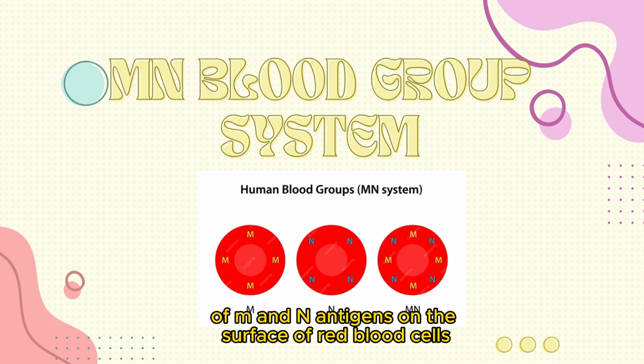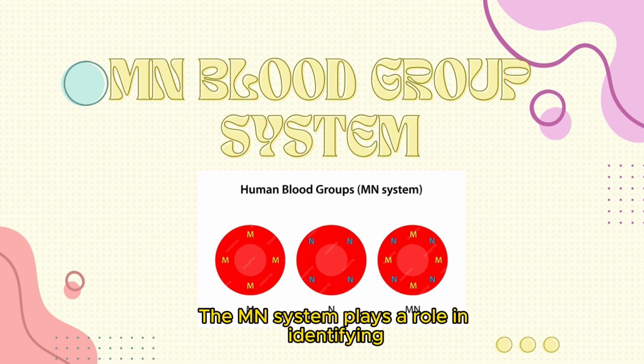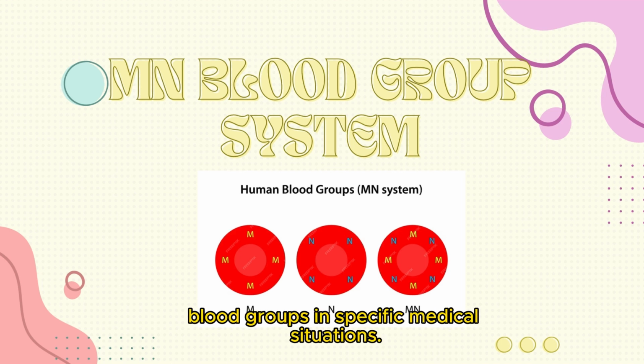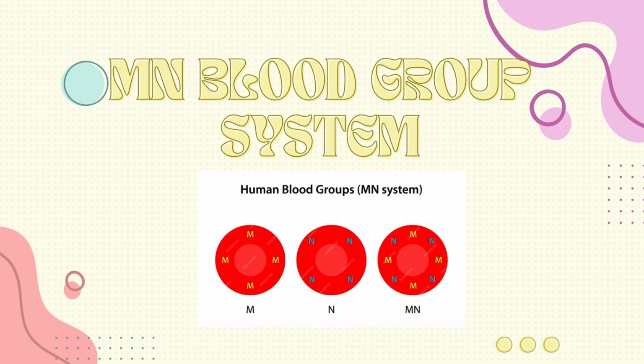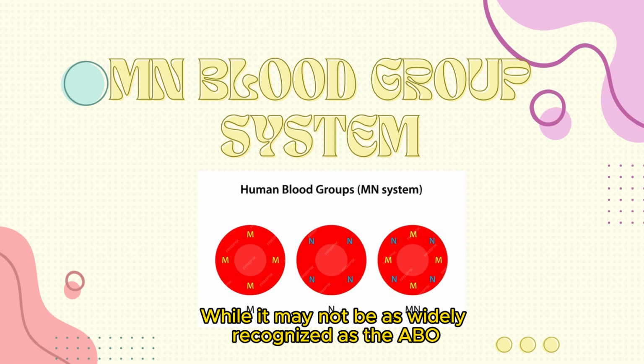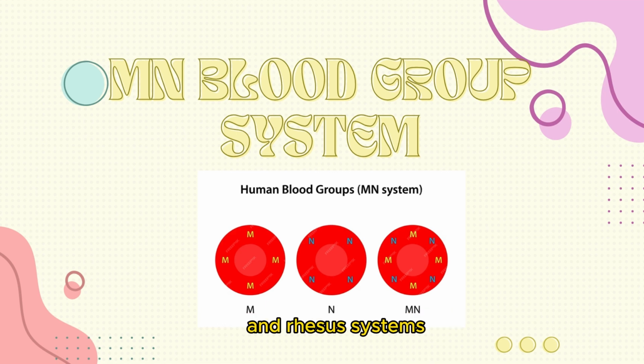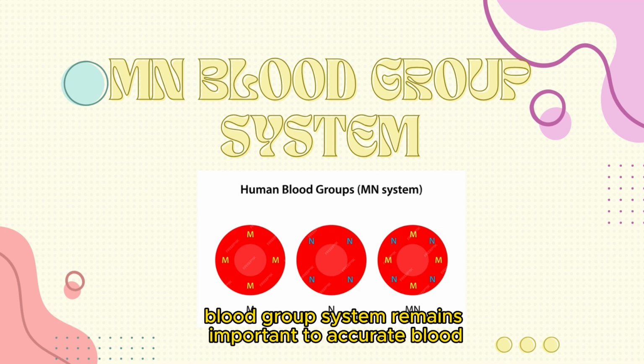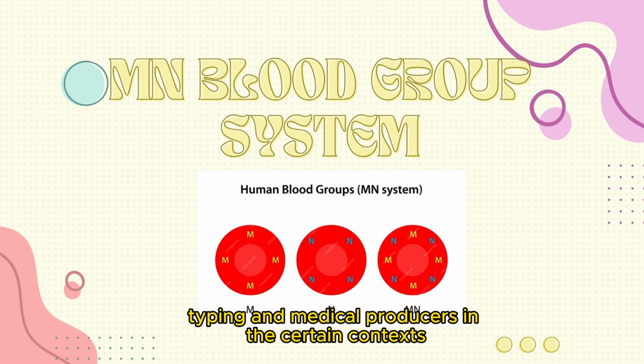The MN system plays a role in identifying blood groups in specific medical situations. While it may not be as widely recognized as the ABO and rhesus systems, understanding the MN blood group system remains important to accurate blood typing and medical procedures in certain contexts.